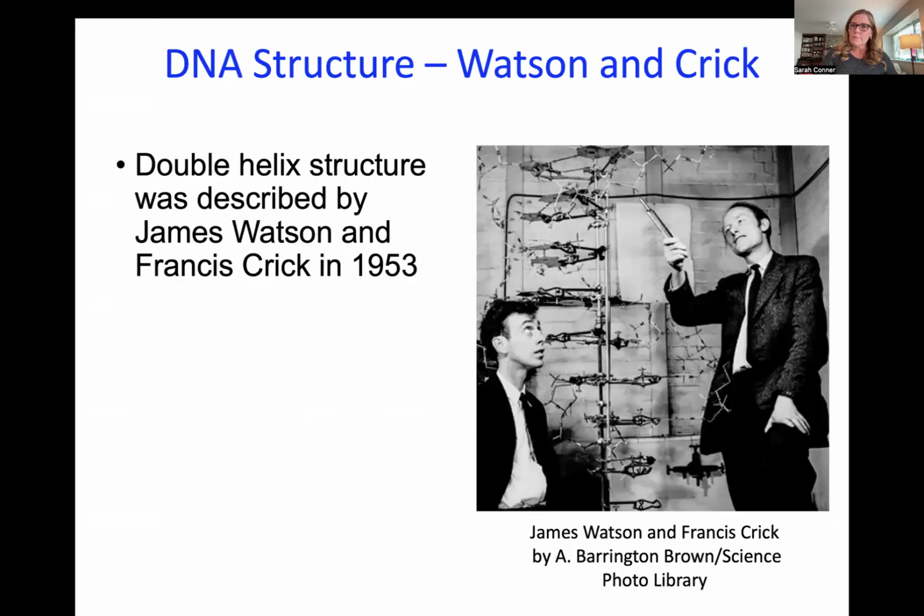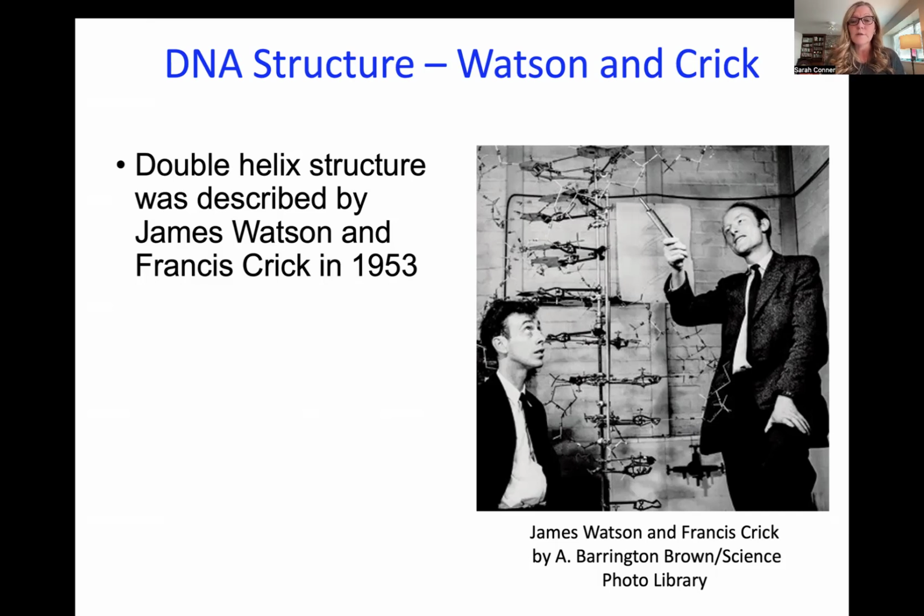So we're going to give a little bit of background on DNA structure and how that works. Watson and Crick, the most famous two people, won a Nobel Prize for this. They were given the credit for the double helix structure in 1953. They actually built a model of the DNA structure, and it took them quite a few years. This was right after the war, right?